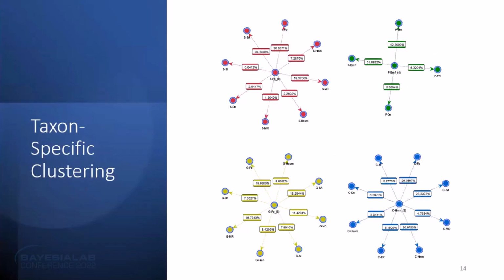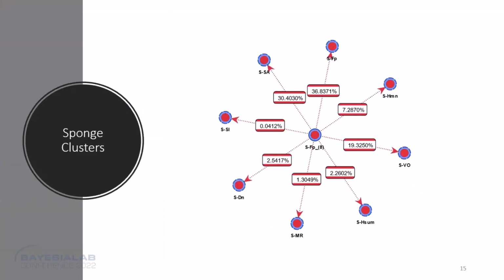So our last phase was looking at clustering. We clustered each taxa, each of the different manifests for the taxa, individually, with sponges, fish, gorgonians, and corals, each having a cluster with the expectation-maximization algorithm in BayesiaLab. First we look at our sponge cluster here, and the percentages represent a relative contribution to that center node, which is a factor node. Each of the states of that factor node are the different clusters that are identified by the algorithm. And the highest contribution comes from the sponge footprint for the sponge clusters.